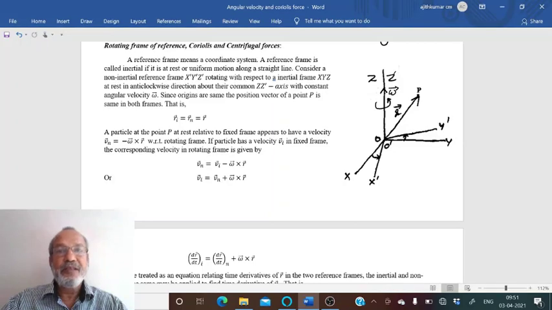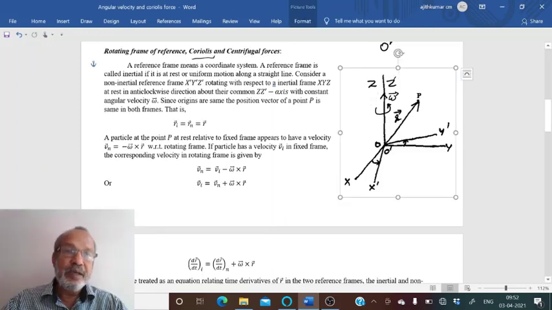Hello students, welcome to this class. In this class I will discuss a rotating frame of reference. In a rotating frame of reference, two additional forces will come. They are Coriolis force and centrifugal force. A frame of reference is nothing but a coordinate system, so rotating frame of reference means a rotating coordinate system.